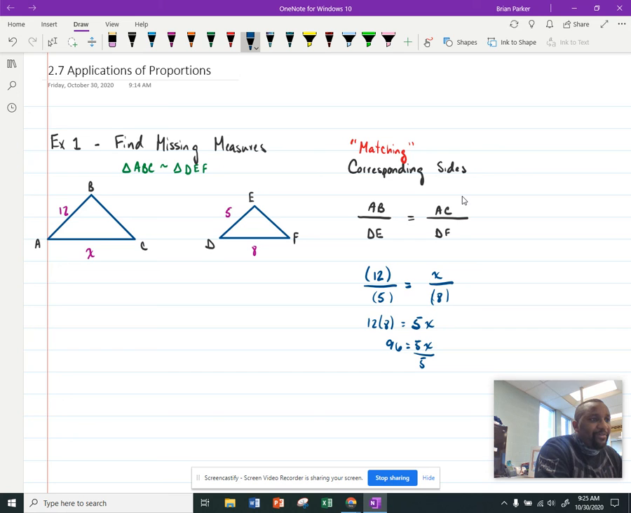Then you'll divide by 5 on both sides. You get the answer 19.2, and these were all in feet. All right? And that's how long this side is. This side is 19.2 feet long. Okay. So once again, you can find missing measures by making a proportion. Let's do another example of a way we can use proportions.